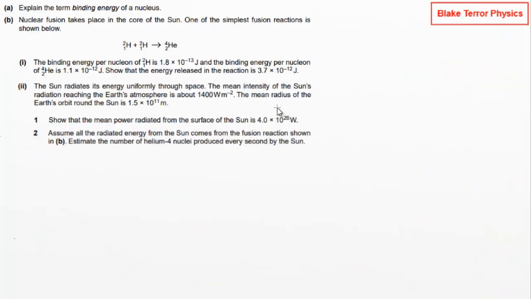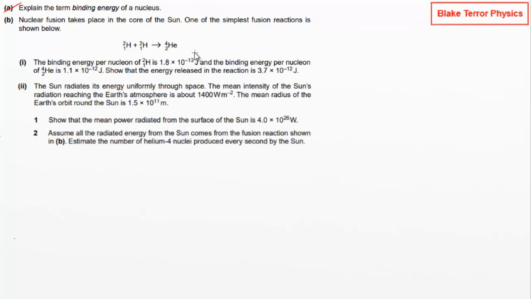Explain the term binding energy of a nucleus. Right, we've done this quite a few times. That's the minimum energy to separate all nucleons to infinity. Part B: nuclear fusion takes place in the core of the sun. One of the simplest fusion reactions is this one. This time we've got 2 heavy hydrogens going to standard helium, so a little bit different to the one we had last time. Binding energy per nucleon in the hydrogen is that, and in the helium is that.